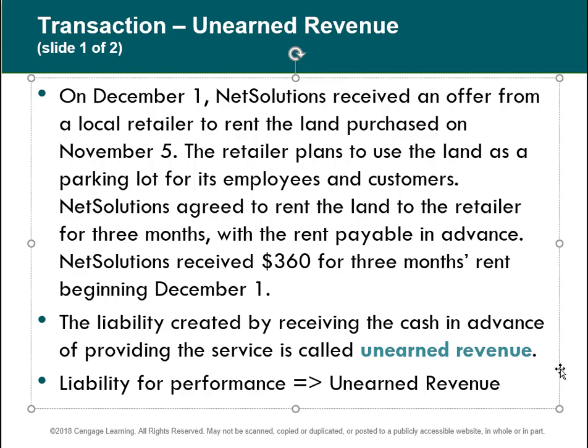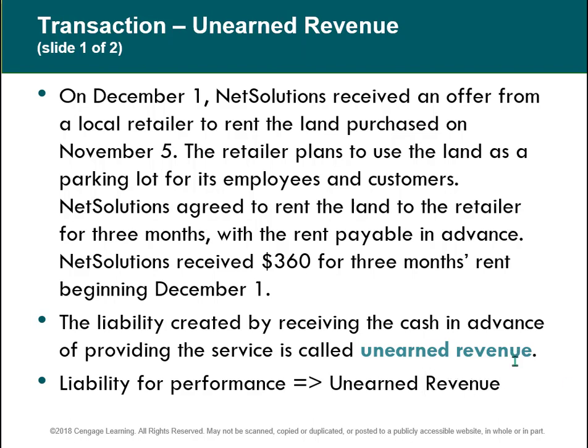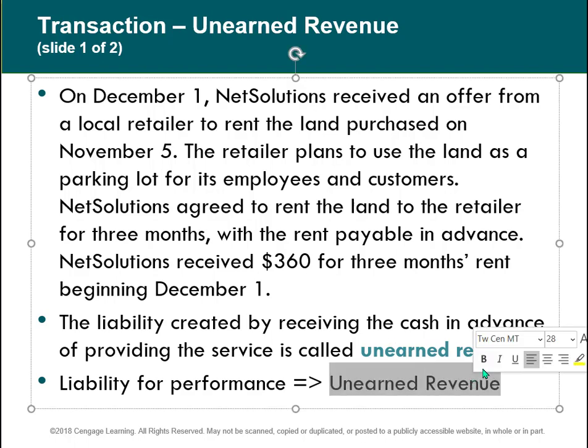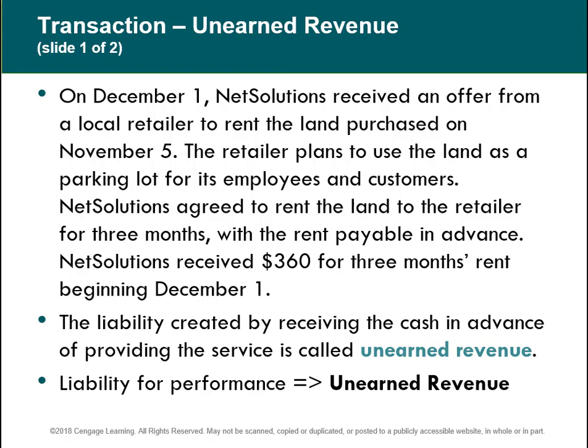Okay, we owe performance on this. We haven't done it yet. At the end of 3 months, or monthly, we could recognize $120 worth of rent for the parking lot, but right now we can't. So it's unearned revenue. Okay, a tricky account.